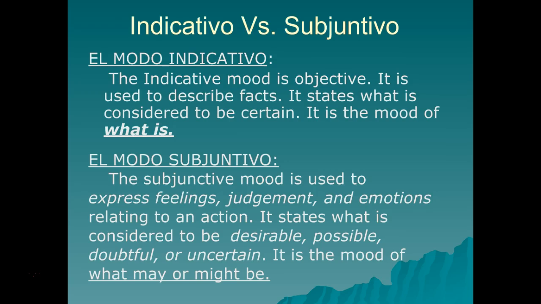El modo subjuntivo. The subjunctive mood is used to express feelings, judgment, and emotions relating to an action. It states what is considered to be desirable, possible, doubtful, or uncertain. It is the mood of what may or might be.